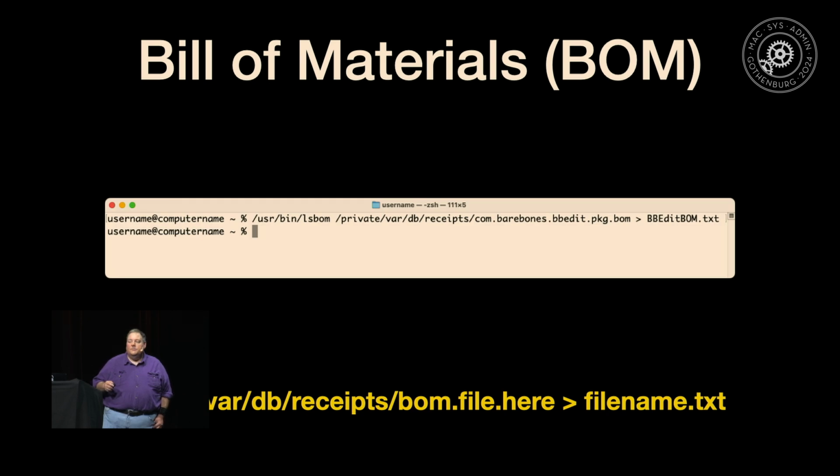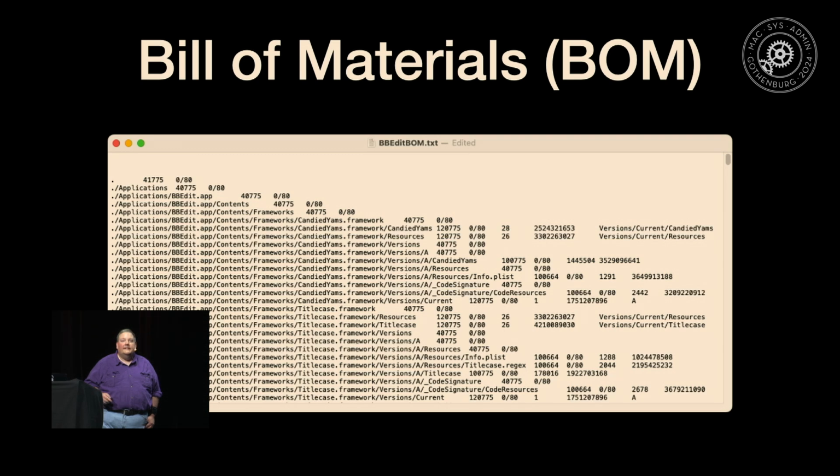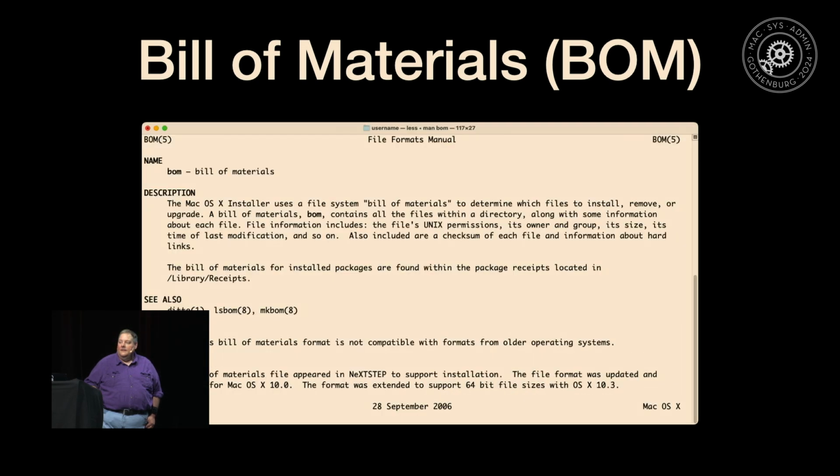So let's convert the BOM for a BBEdit installation. And what comes out the other side is going to be a listing of the files and directories that were installed, their permissions, the UID and GID of the account and group which own the files, the file size, and a checksum. As mentioned on the lsbom man page, the listing may also include more information, like information about hard links and the last modification date of installed files.